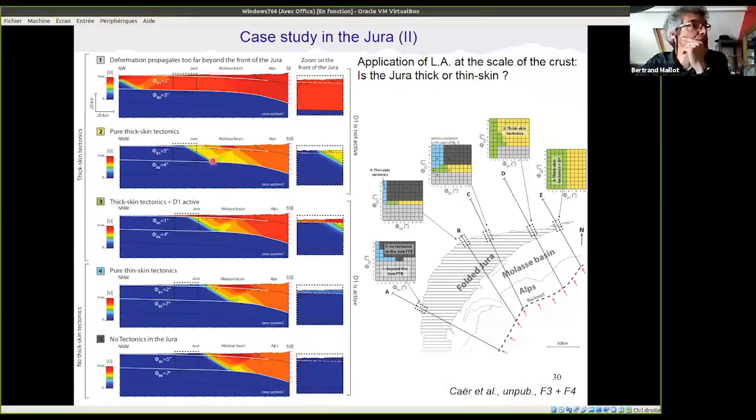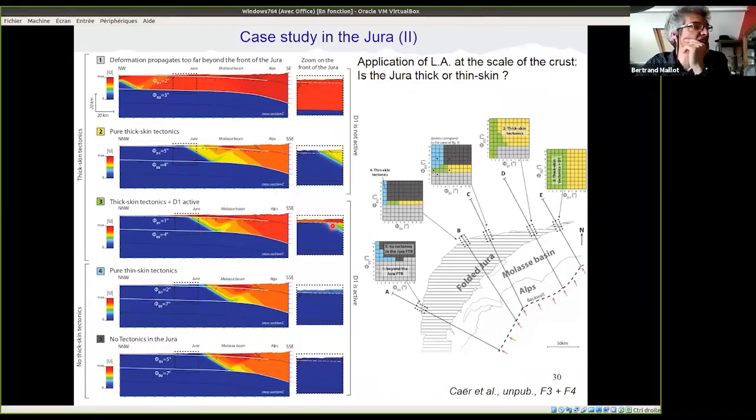If we change the values, we obtain what we call thick skin, so that there is a major fault crossing the Jura from deep in the crust. And this is, by the way, a close up of this region. Here, by choosing other values, 1 and 4 degrees, we obtain both deformation coming from deep and activation of the upper detachment, as you can see here. And so the Jura can grow, but is also perturbed by deformation coming from below the detachment.